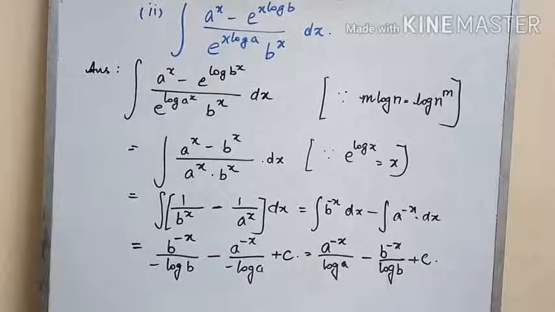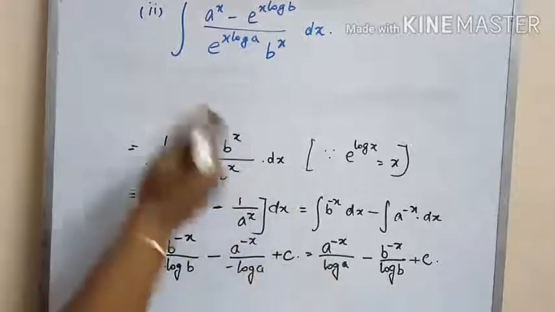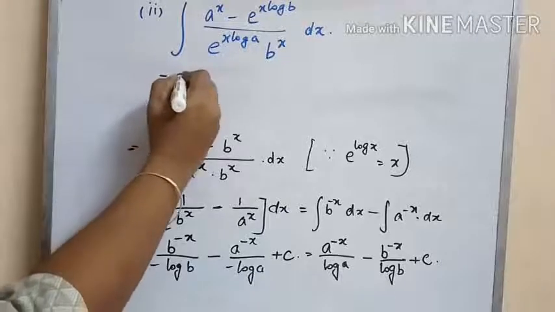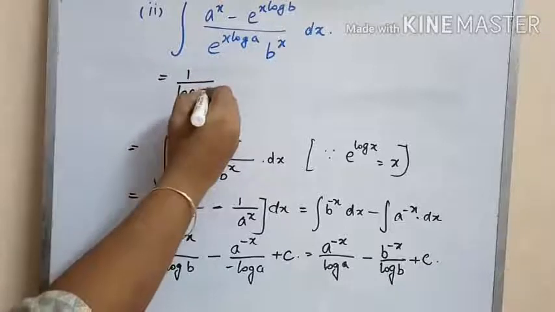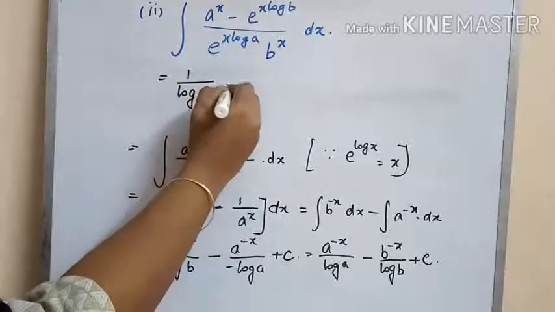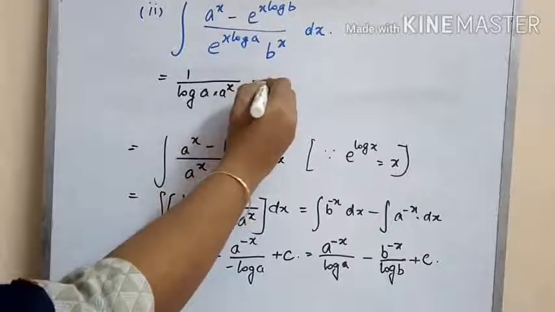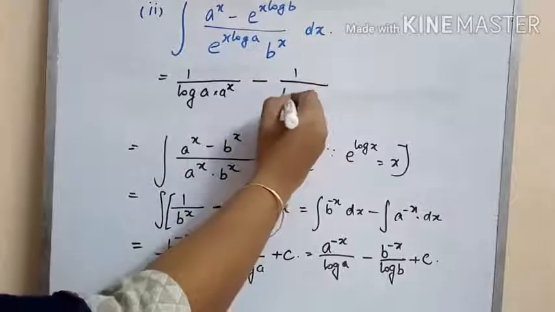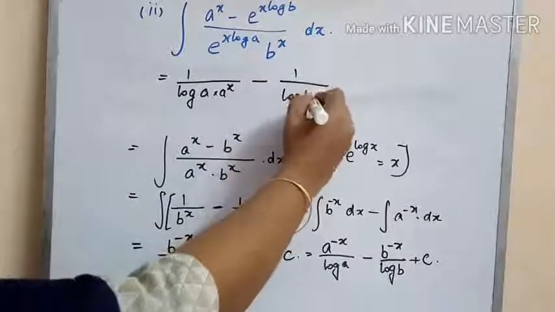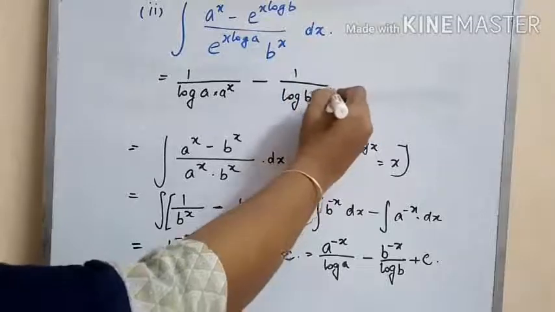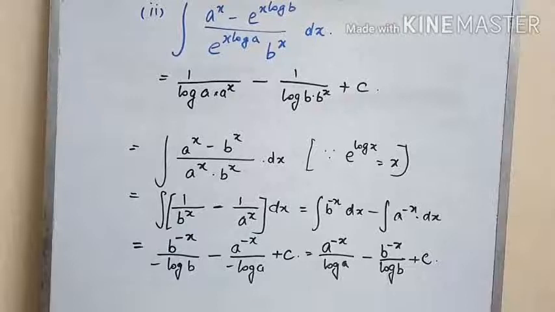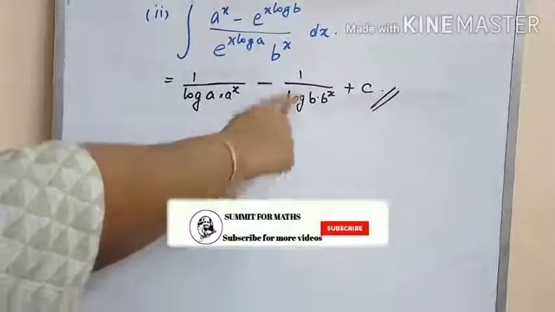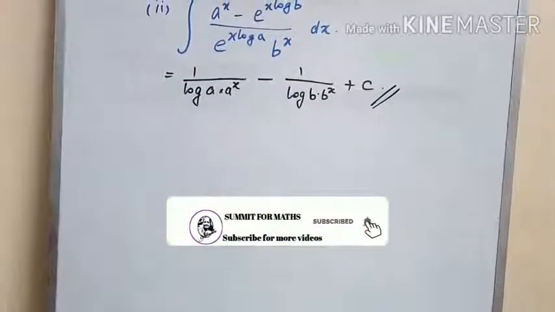a and b have negative powers, so let us bring them to the denominator. The final answer will be 1 by a to the power of x log a minus 1 by log b into b to the power of x plus c. That's your final answer. Hope you can get it.